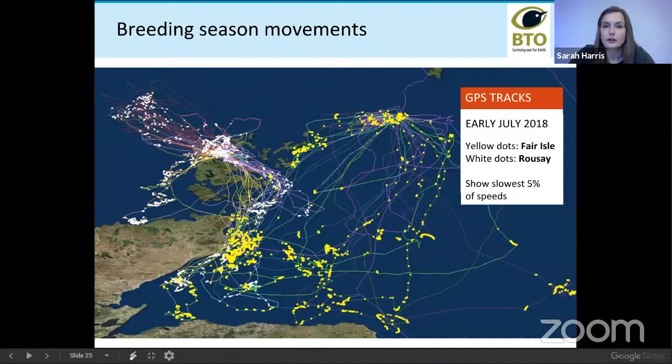And here we have some tracks from July 2018. And we've got the yellow dots from Faroe birds and the white dots from Rousey birds. And they're all heading out from Rousey, various directions. Faroe tends to be towards the south. And again, you can see the dots of the slowest movements, so places the birds are hanging about rather than travelling through. And it's quite interesting to see that when you overlap a little divide there, the birds tend to be going to their own locations from each colony. There doesn't seem to be very much of an overlap between the Rousey birds and the Faroe birds and where they're foraging. And this could be important when we're looking at productivity being slightly better on Rousey than it is on Faroe.